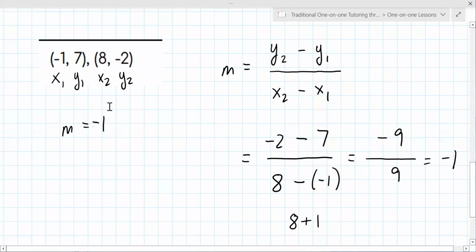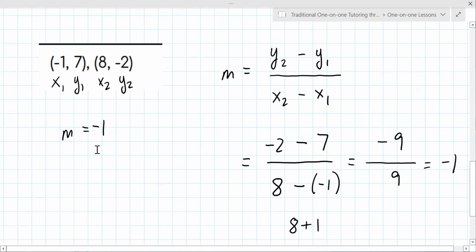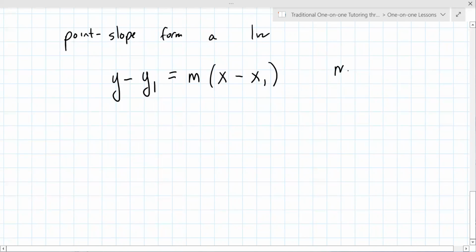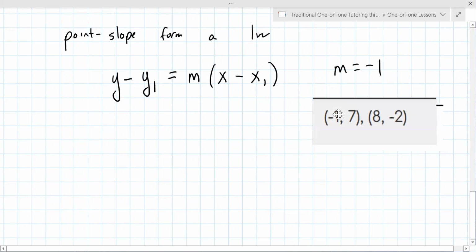What is the value of the slope that we calculated? It's -1. Good. So I like to write that here with the problem so that I know that's the slope. Now, which point do you like better? The -1, 7 or the 8, -2? -1, 7. So that's x1 and y1. Now all you're doing is taking the numbers and substituting them in.